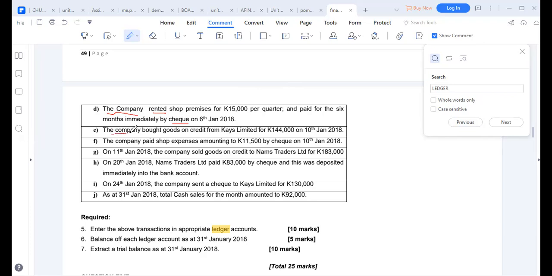Let us go to number E. Number E. The company bought goods on credit from Case Limited, 144 on 10 January. E. The company bought goods on credit from Case Limited, 144. So if we bought goods, we're going to have a purchases account. Yes. And we're going to have Case Limited, so we'll have a Case Limited account. Okay. Which one is the giver? Which one is the receiver then?